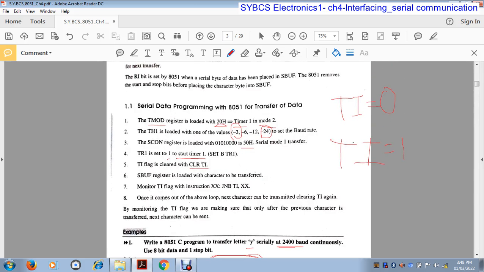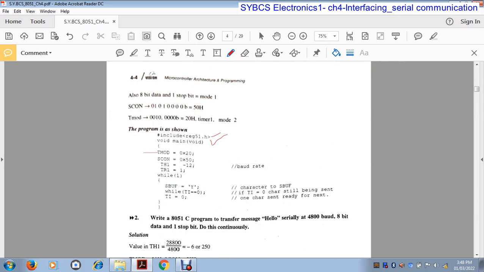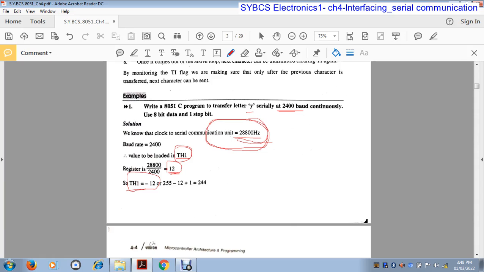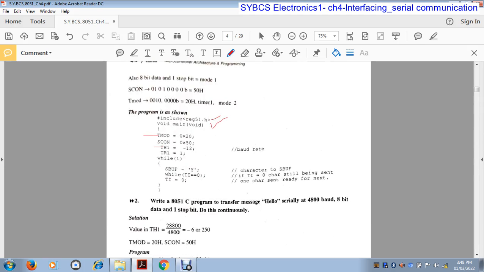Then the second step is TH1 is loaded with one of -3, -6, -12, -24. Out of these, one value is to be loaded in TH1. So here TH1 is loaded with -12. Why -12? Because the serial communication frequency is 28,800 and the given baud rate is 2,400. So we divide 28,800 by this baud rate, and we get 12. So this 12 value is loaded in the TH1 register.